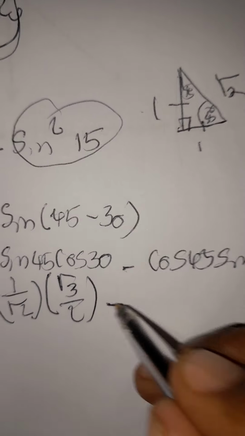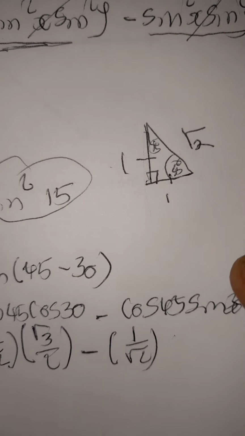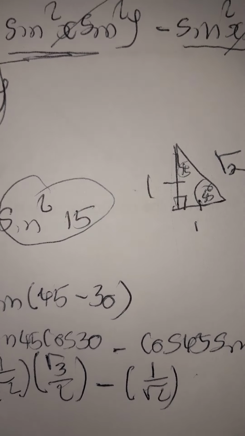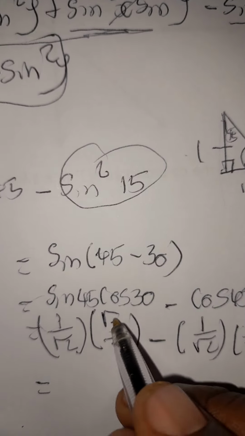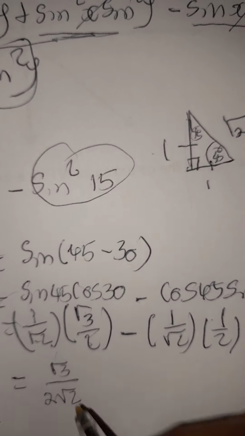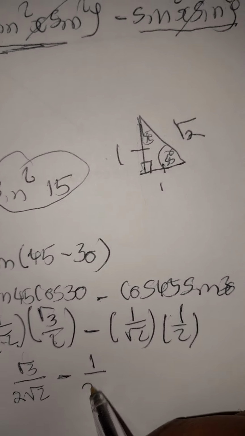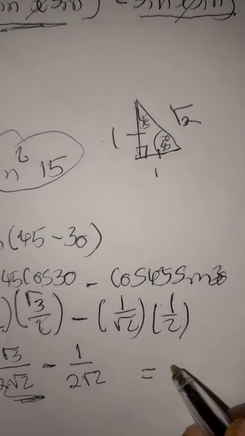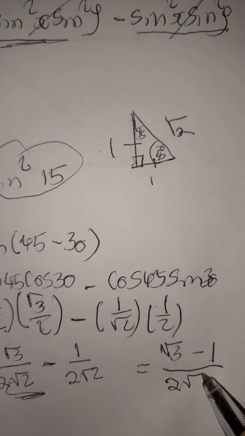For cos 45, similarly, we are going to have 1 over root 2, as well as, for sine 30, we will have 1 over 2. So this will be 1 times root 3, which is root 3, over 2 times root 2, which is 2 root 2. Then 1 times 1 is 1, and 2 root 2 times 2 is 2 root 2. With the same denominator, we subtract the numerators. So you're going to have root 3 minus 1 all over 2 root 2.